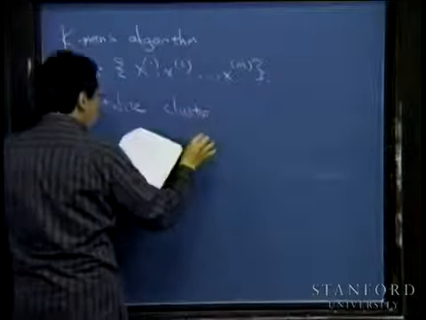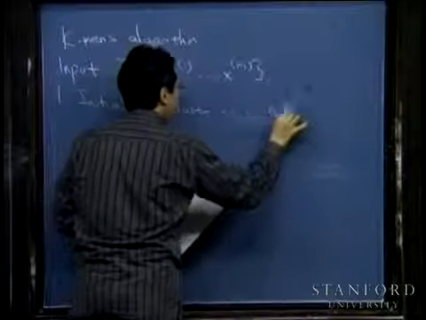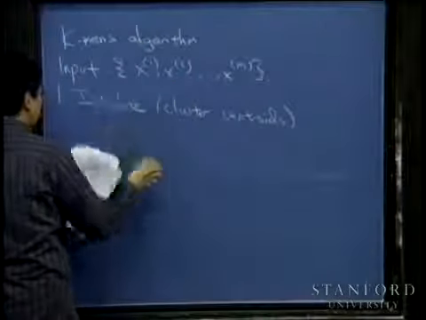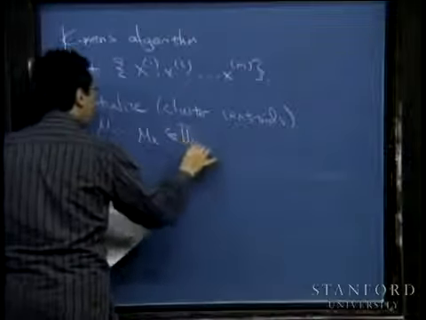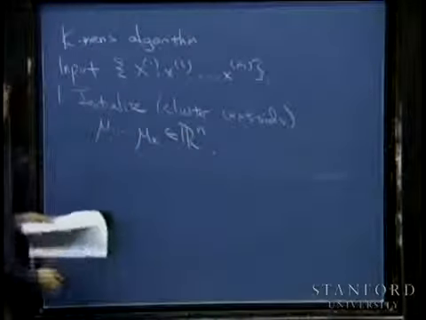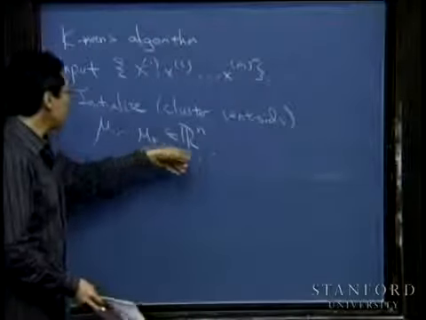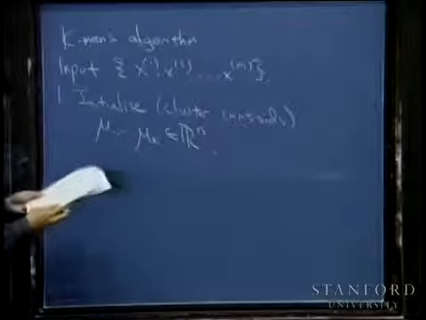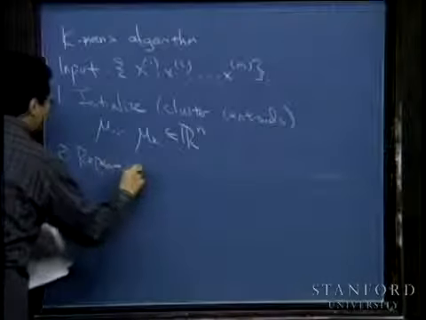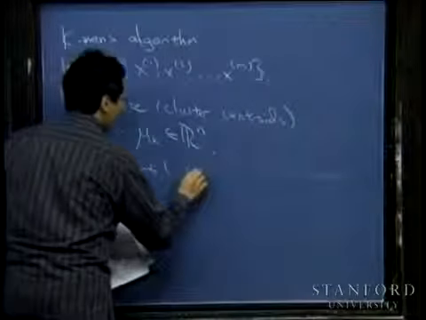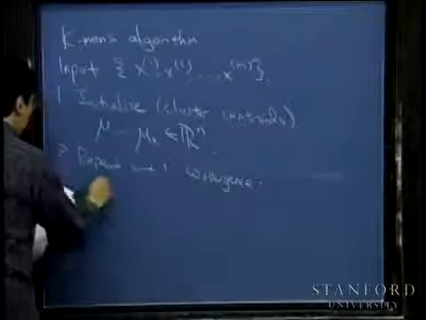First, initialize a set of points called the cluster centroids, mu1 through muk, randomly. If your input training data are vectors in Rn, then your cluster centroids, these mu's, will also be vectors in Rn. And then you repeat until convergence the following two steps.